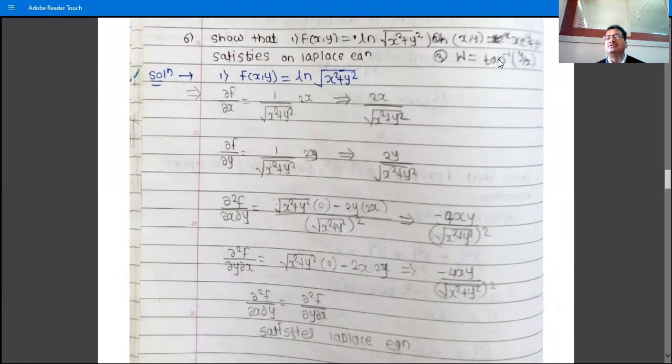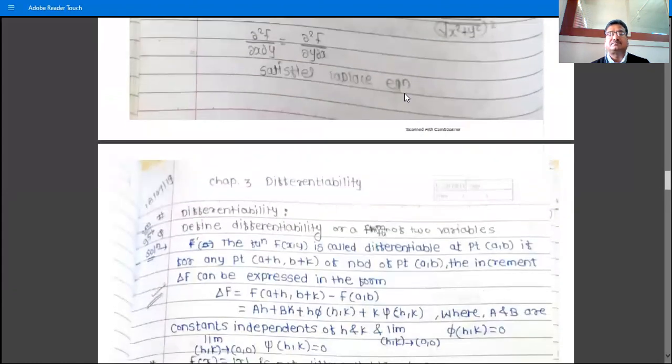Another problem. w is tan inverse y by x. That is, find ∂w/∂x, ∂w/∂y, then ∂²w/∂x², ∂²w/∂y², and then show that ∂²w/∂x² + ∂²w/∂y² is 0. That is, this satisfies the Laplace equation.